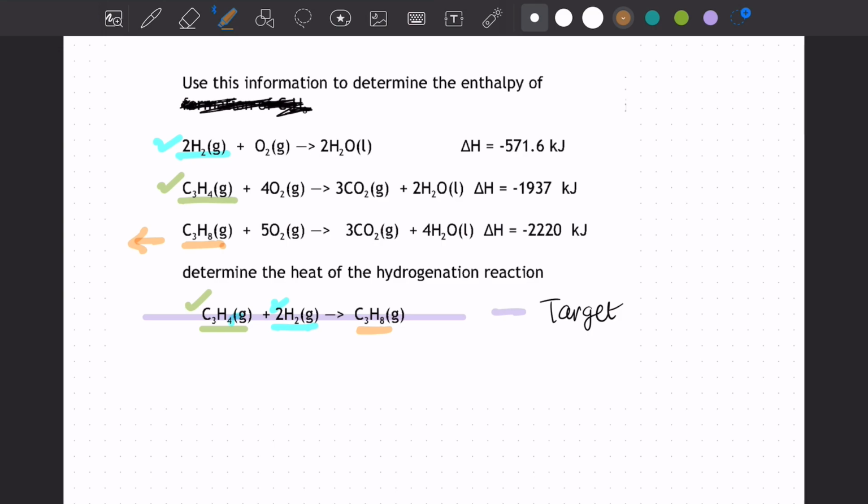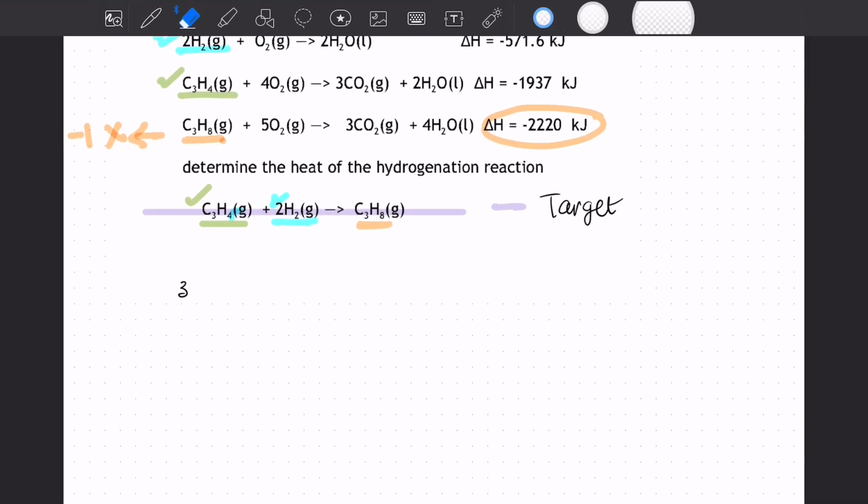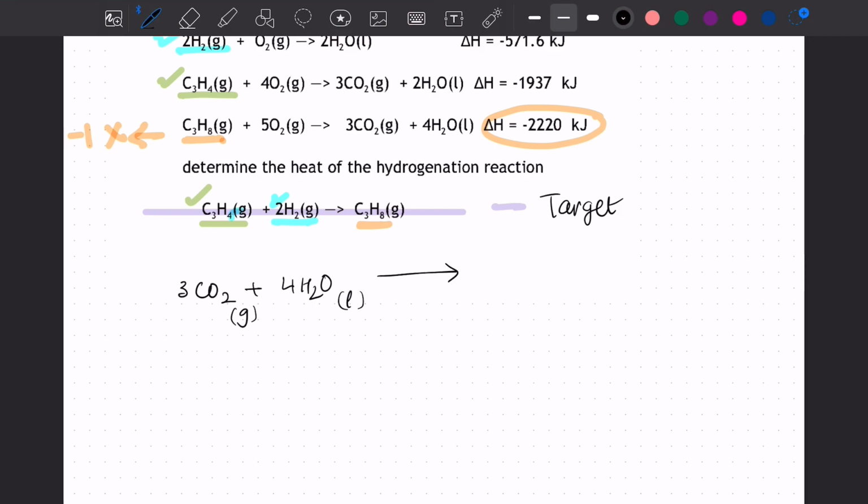So in this case, it looks like if I simply multiply this with a -1, which will mean that I also have to change the sign of my delta H, that might be enough. So let me rewrite that. I'm reversing the equation. So 3CO2 plus 4 water. And please don't copy my bad habits. Do write the state. Don't do as I do, do as I say. And the delta H value becomes a positive kilojoules.